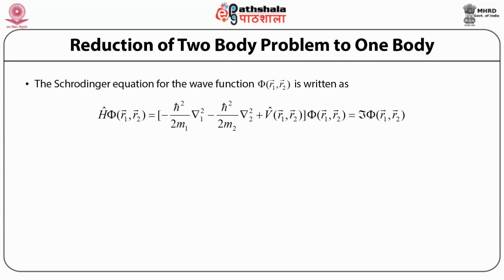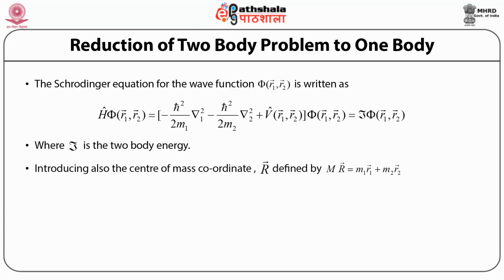The Schrodinger equation for the wave function phi(r1, r2) is written as H phi(r1, r2) equal to [minus h cut squared by 2m1 del 1 squared minus h cut squared by 2m2 del 2 squared plus V(r1, r2)] phi(r1, r2) equal to tau multiplied by phi(r1, r2), where tau is the two-body energy. So now introducing also the center of mass coordinate capital R vector, which is defined by M R vector equal to m1 r1 vector plus m2 r2 vector, where capital M equal to m1 plus m2.